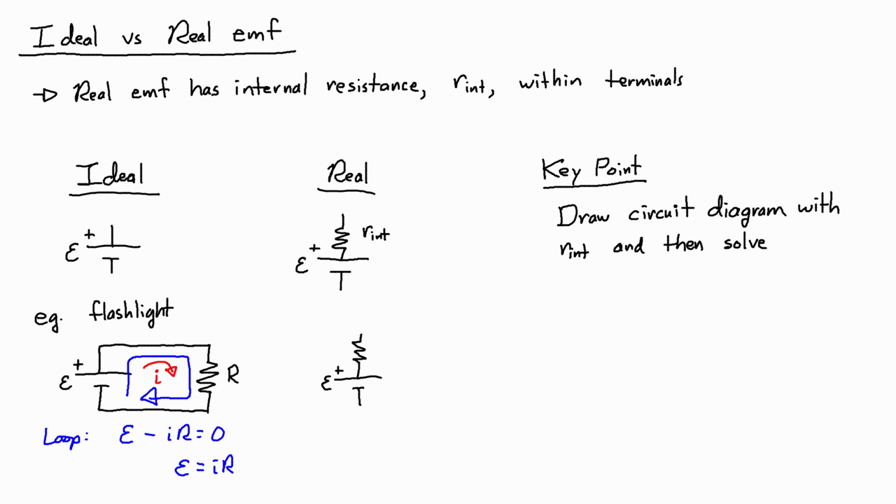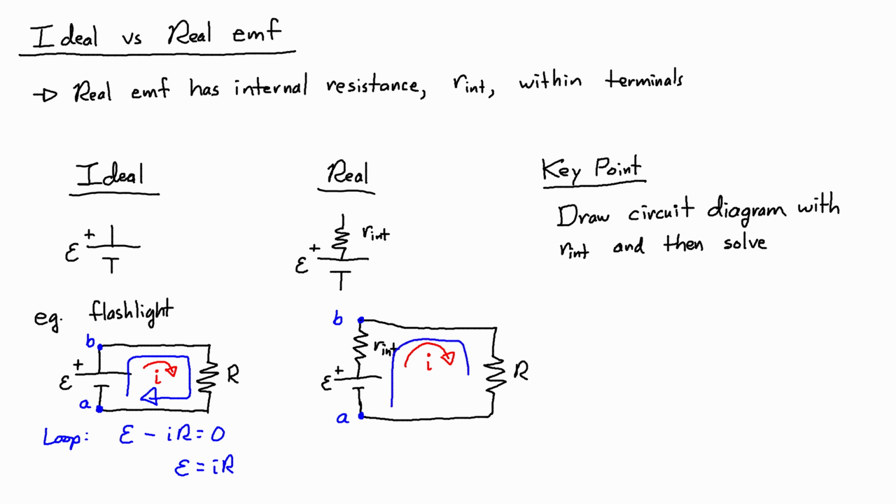When I draw the circuit with a real EMF, I have to include that internal resistance. And then the terminals of this real EMF are points A and B. And again, the reason for doing that is to show or to highlight that the internal resistance, R int, is within the terminals of this EMF. The current will still flow clockwise. And if I do the same loop on this, I start at A, go up to B, and then go clockwise back to A. I have the EMF minus I R int minus IR equals 0.